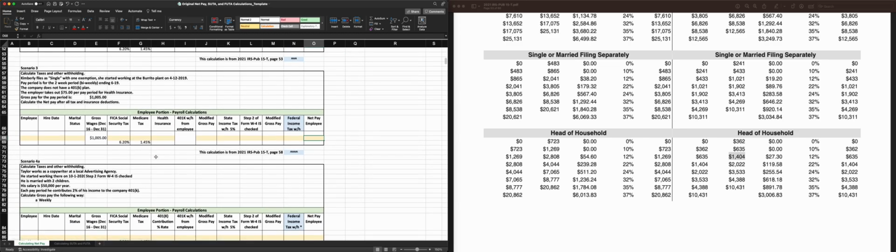So it says calculate taxes and other withholdings. Kimberly. Hire date is 4/12/2019. Marital status is single, with one exemption. So S1. She started working at the burrito plant on 4/12/2019. Pay period is a 2-week period, bi-weekly, ending 6/19. The company does not have a 401k plan, so that's a 0. The employer takes $75 per pay period for health insurance. So that's just a $75 per pay period. Gross pay is $1,005. Calculate the net pay after all taxes.